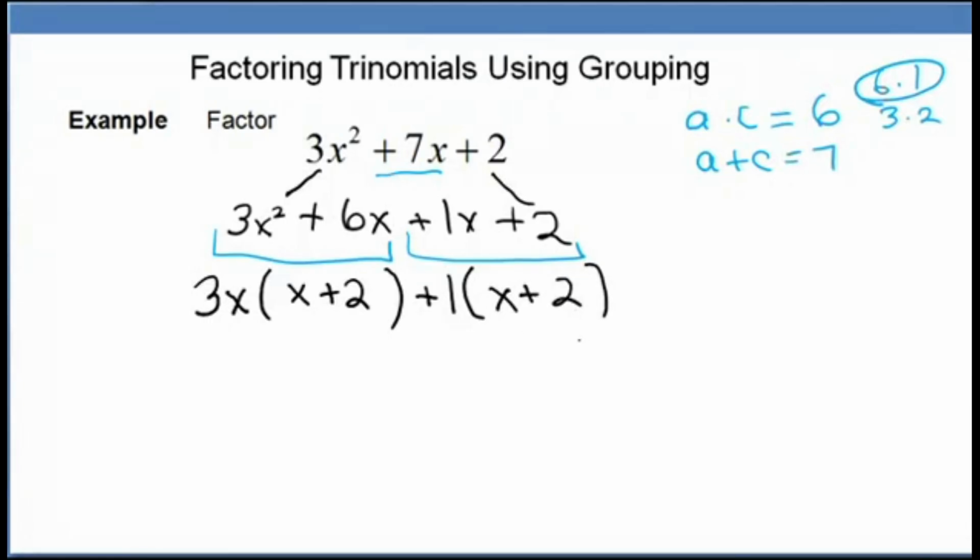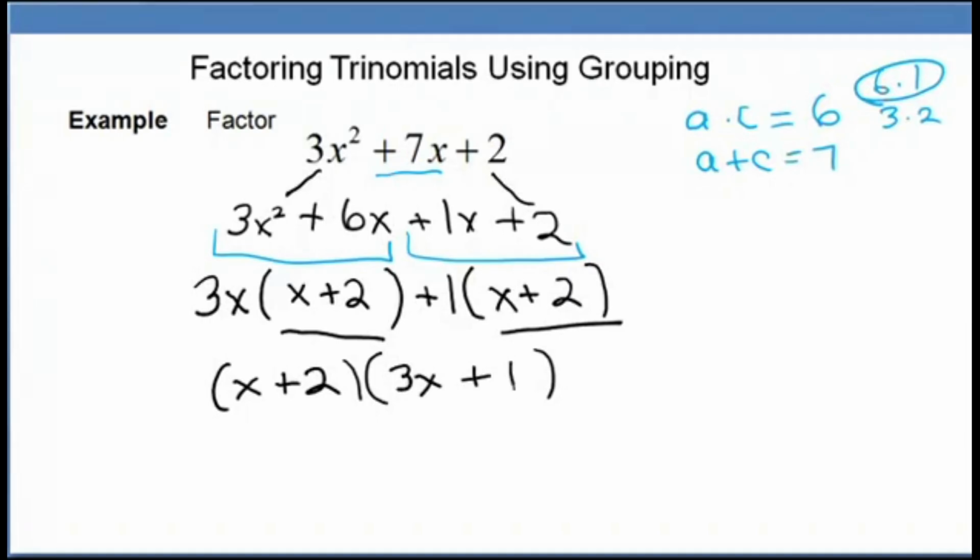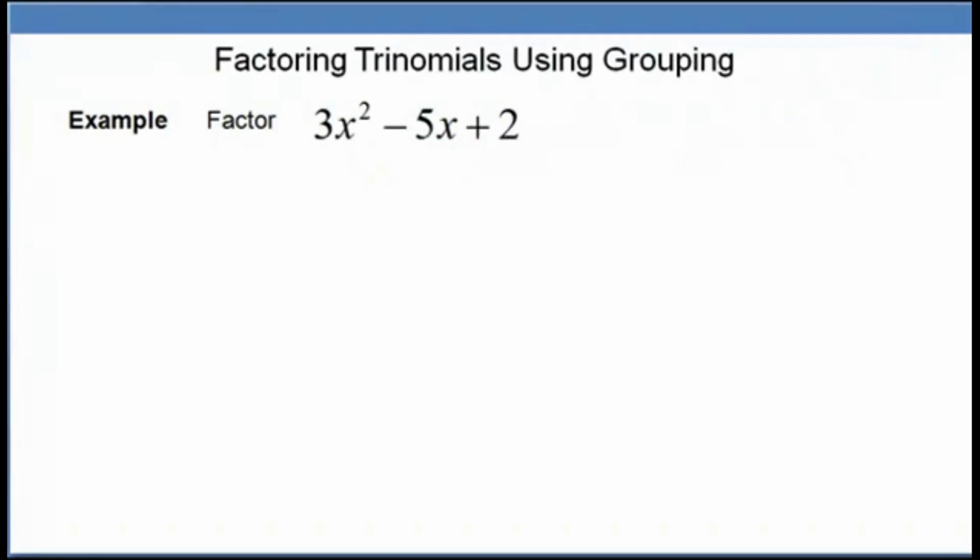What you hope with grouping is that you get this common binomial, which we did, so we can take it out. That is now our GCF. And to get back just to the line above, we're missing 3x plus 1. Let's try the same technique on another problem.